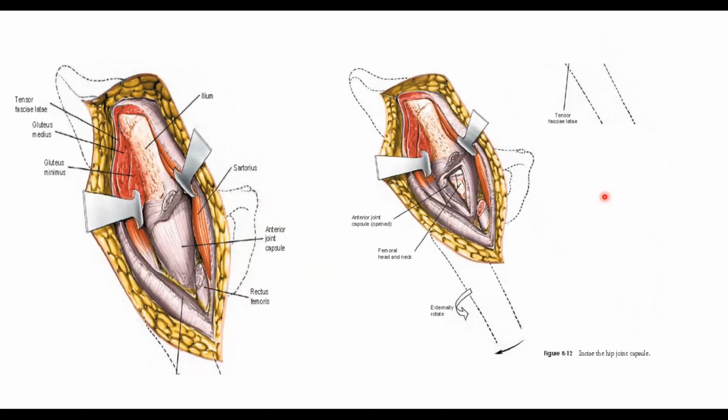Yes, next thing is capsule opening. How do you open? You will give a T-shaped incision. This is the anterior joint capsule opened, so that you can see the femoral neck.